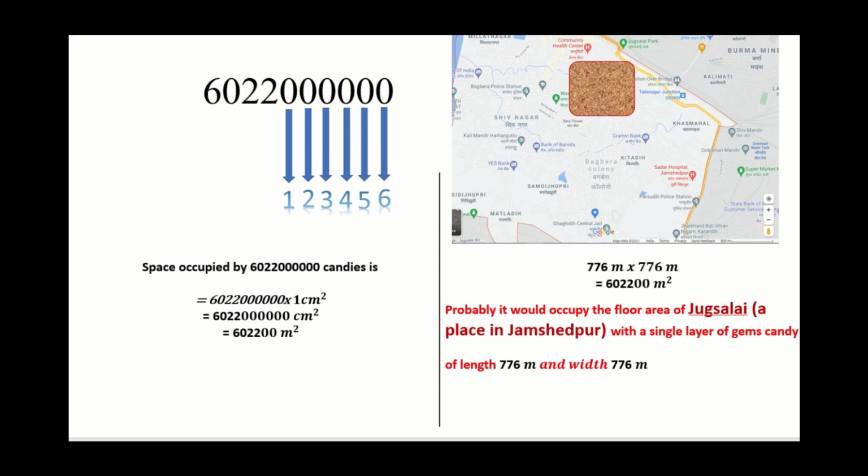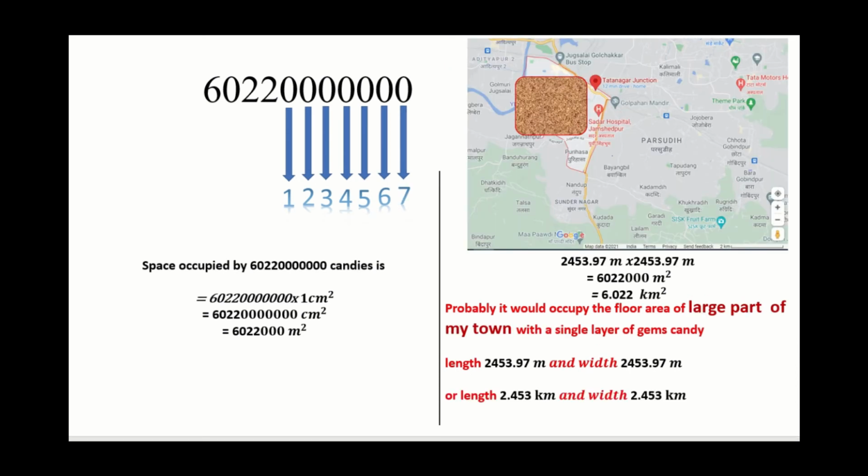Multiply it by one more 10. The area increases 10 times. Probably the length of the area is going to be 776 meter and width is also 776 meter. Multiplied by one more 10. It would probably occupy the floor area of a large part of my town with a single layer of gems candy.